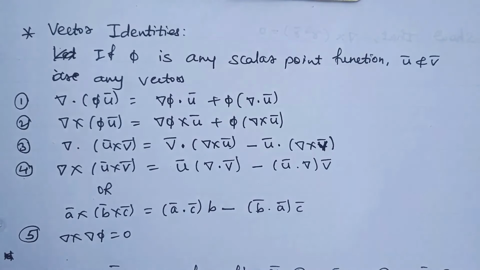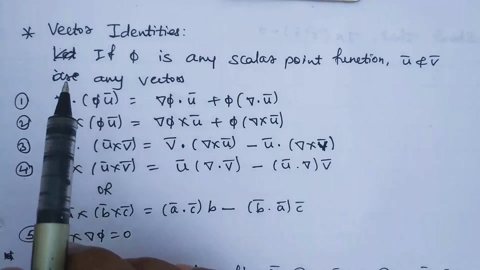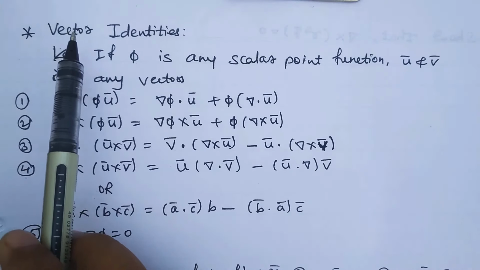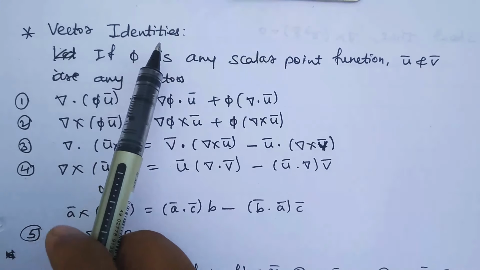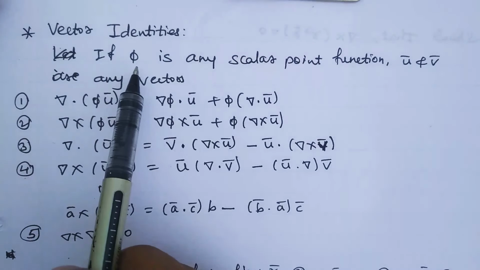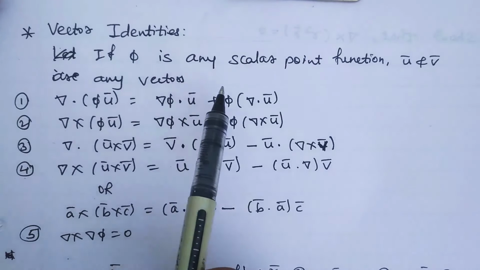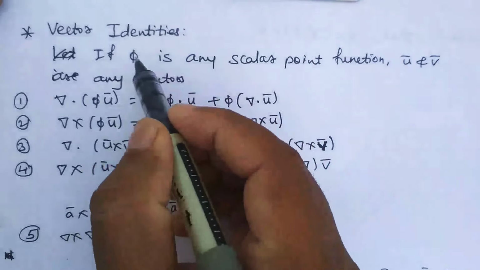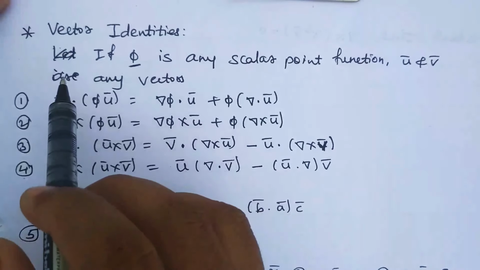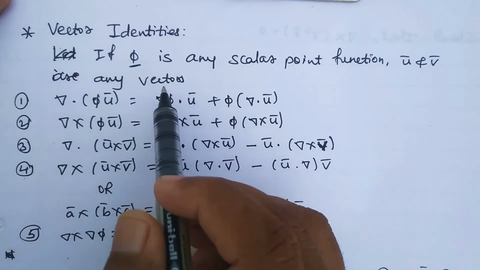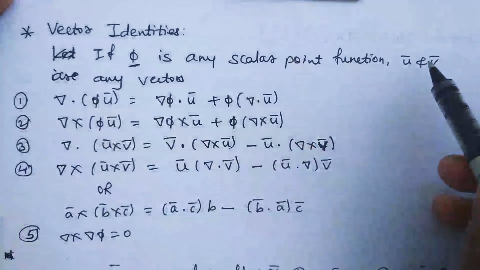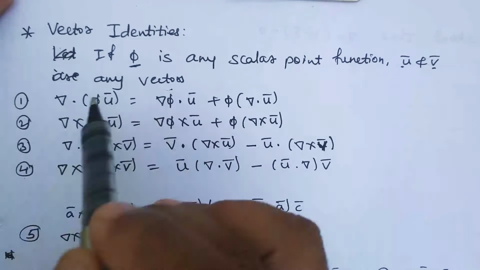Hello all. Today we are going to learn the last topic of unit number 1, vector differentiation. The last topic is vector identities. This is a very important topic. Suppose that phi is any scalar point function and u bar and v bar are any vectors. Keep in mind that phi is a scalar point function and u bar and v bar are vectors.